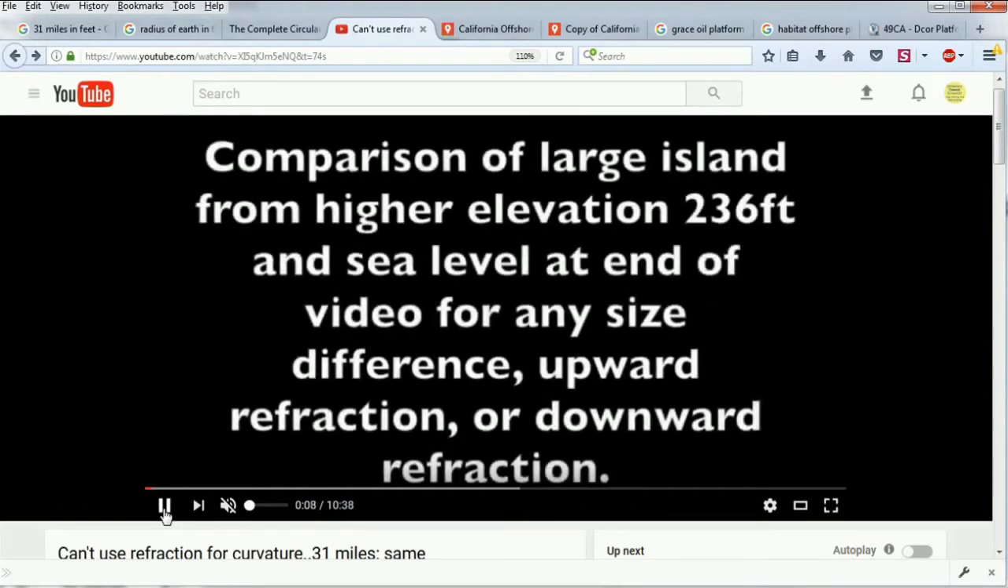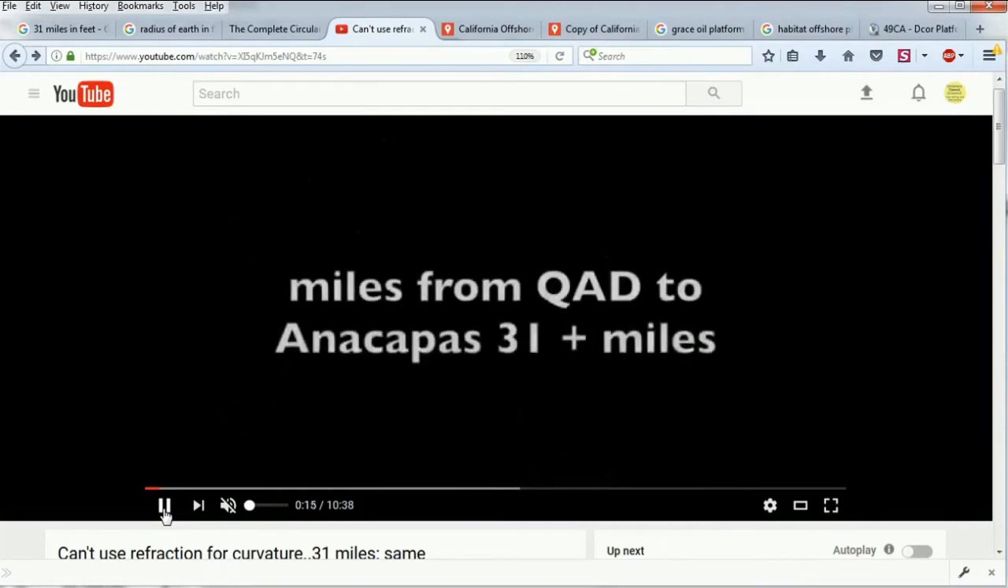So what he's doing is shooting from this QAD parking lot, which is just south of Santa Barbara. And like I said, it's 236 feet. It's just right on shore, right along the shore, actually. And he's filming across the channel to the Anacapa Islands, which are 31 miles away, maybe 31.3. But anyway, I'll let it run.